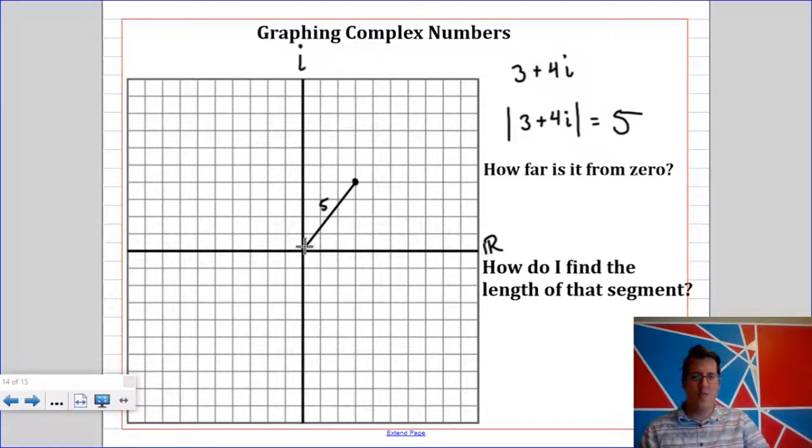Now, here's some verification that it is indeed 5 units long. Note where that circle with radius 5 hits the x-axis, the y-axis, the negative x-axis, the negative y-axis, all at 5s, correct?